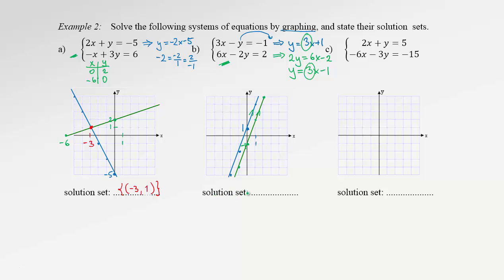Okay, so what's the solution set? Since this time our lines do not intersect at all, the solution set is an empty set. There's no solution for this system.